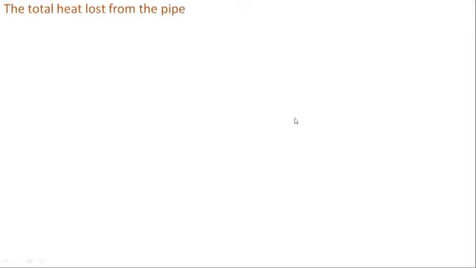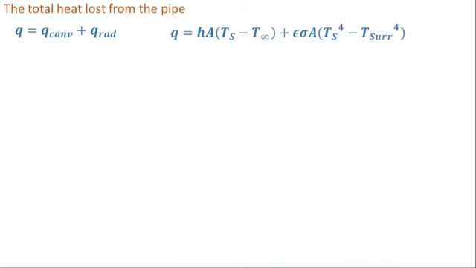The total heat loss from the pipe will be the sum of convective and radiative heat transfer. The convective heat transfer will be hA(Ts minus T infinity), where h is the convective heat transfer coefficient, A will be the area perpendicular to the direction of heat transfer, here A will be the surface area of the pipe, pi dl, where d is the diameter. Ts is the surface temperature of the pipe. T infinity is the temperature of the air flowing over it.